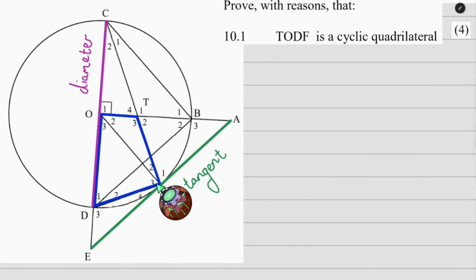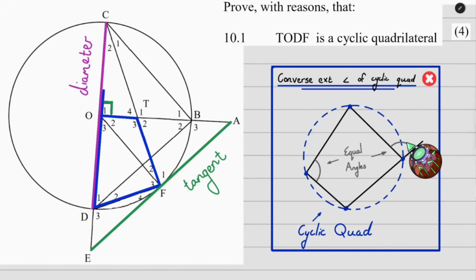If we scope out the cyclic quadrilateral represented in blue, I'm noticing that we have an exterior angle of it, which is 90 degrees. So if I can prove that the opposite interior angle is 90 degrees, then I've done it through converse exterior angles of cyclic quad, which is a theorem that states if your exterior angle equals the opposite interior angle, then you can jump to the conclusion that you have a cyclic quad around those 4 points. So over here, the mission is to prove that this is 90 and then our job is almost done.